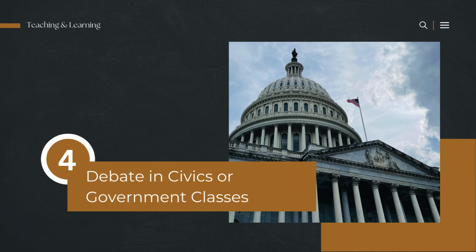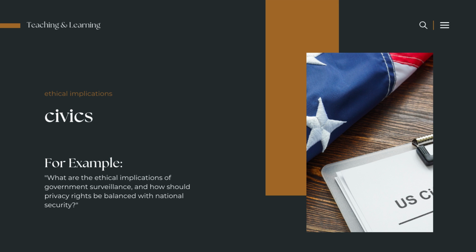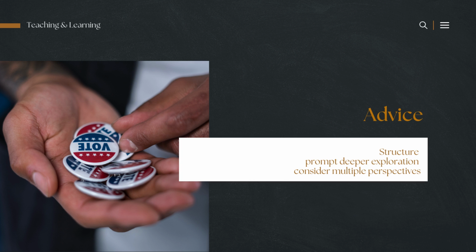4. A debate in civics or even a government class. For example, in a civics class, you might want to ask, what are the ethical implications of government surveillance? Or you could ask, how should privacy rights be balanced with national security? Be sure to always structure your class into a formal debate. The reason you want to do that is you want to have an equal amount of students that take each side. That way they can prepare their arguments.